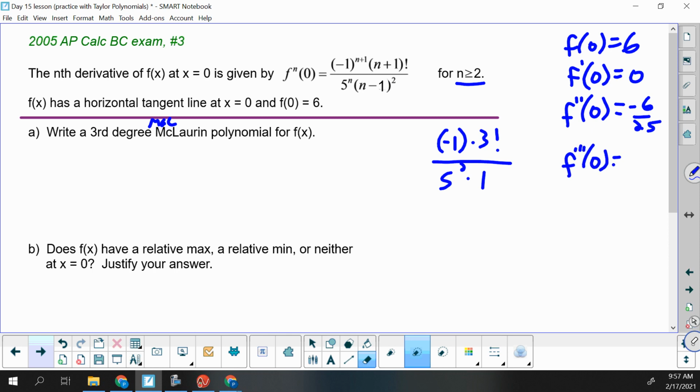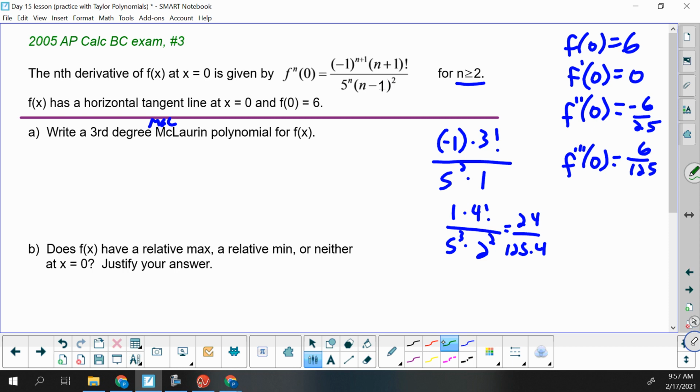For our third derivative at 0, we'll put in 3 for all the n's. Well, we're going to get negative 1 to the fourth now, which is 1. 3 plus 1 is 4, so we'll have 4 factorial. We'll have 5 to the third, and we'll have 3 minus 1 is 2, so we'll have 2 squared. So this is going to be 24 over 125 times 4. The 24 and 4 you can divide out, and that's going to give us 6 over 125.